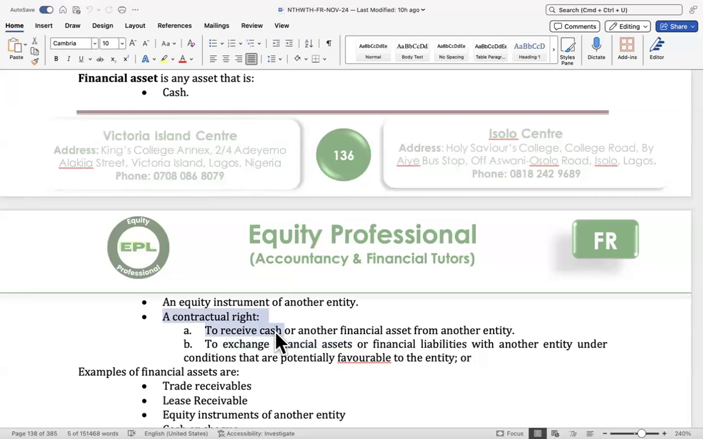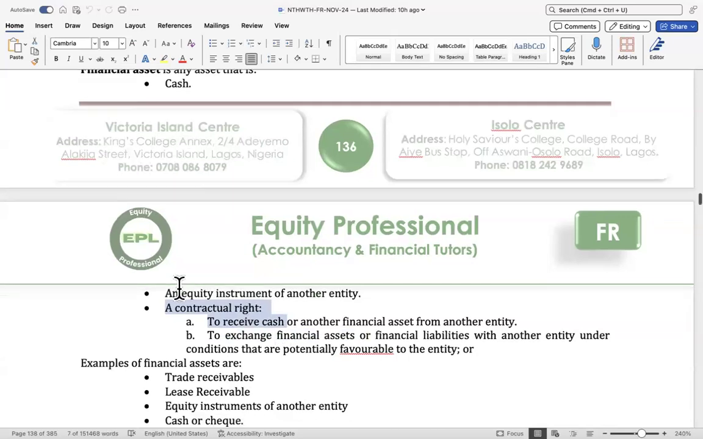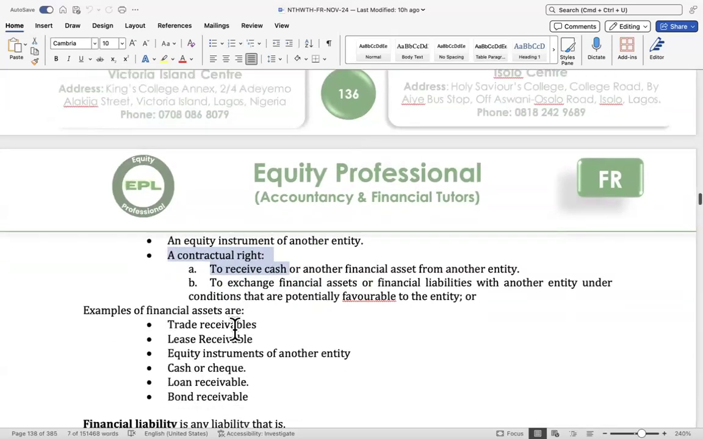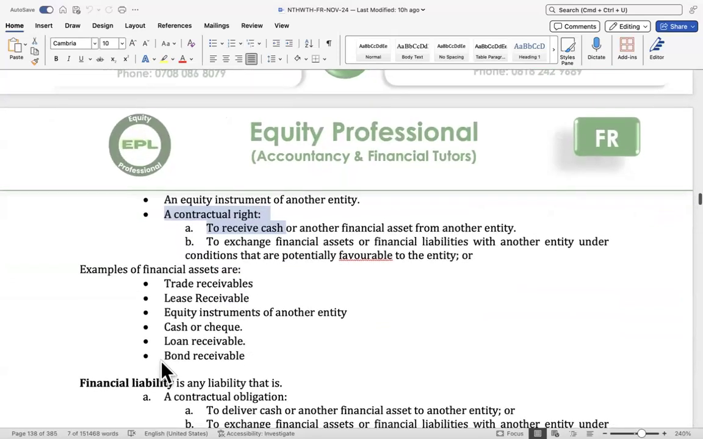Examples of financial assets are trade receivables, lease receivable, equity instrument of another entity, cash or check, loan receivable, and bonds receivable. You see, all of this: trade receivable gives you a contractual right to receive cash. Lease receivable gives you a contractual right to receive cash. Equity instrument of another entity is when you have bought shares. Cash, yes. Loan receivable, right to receive cash. Bond receivable, right to receive cash. So that is why they are all financial assets.